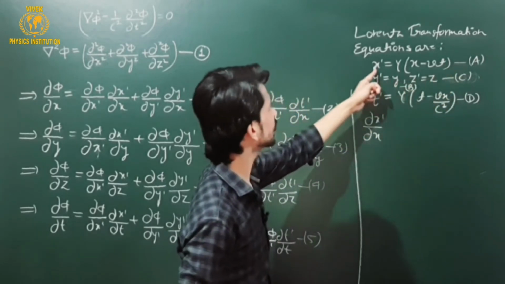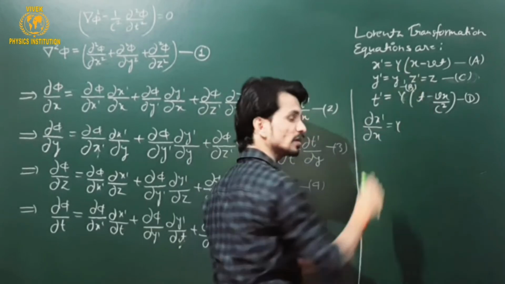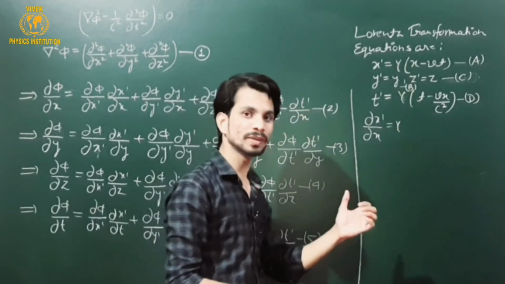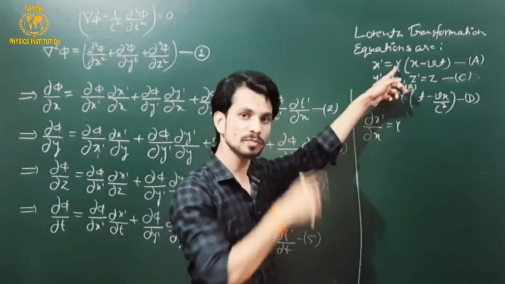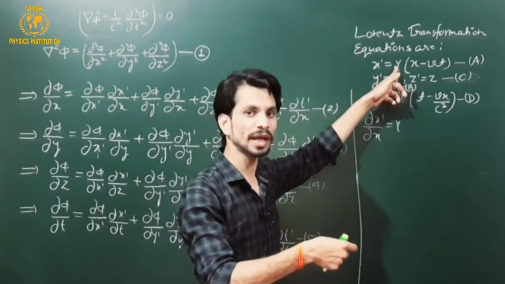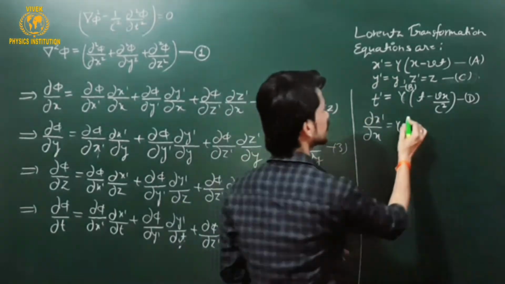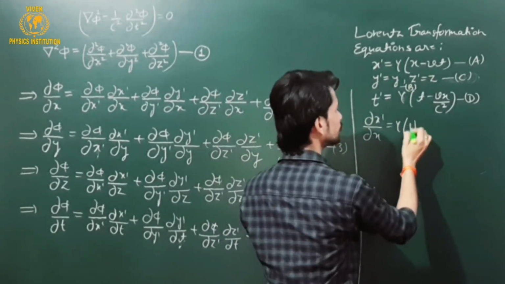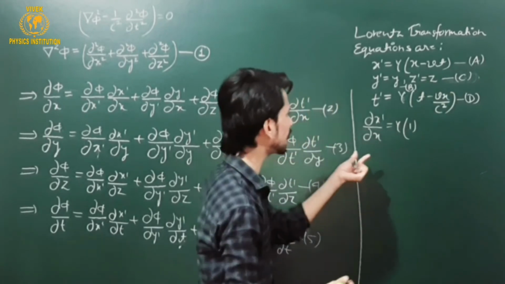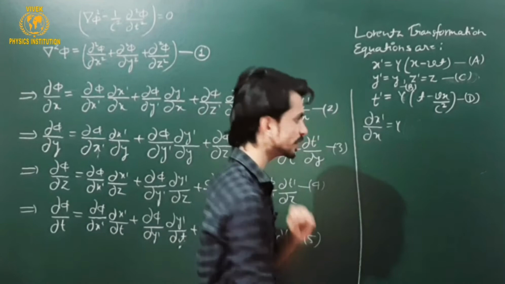So the differentiation of x dash with respect to x is nothing but gamma, which is constant, because in gamma there is no x. The value of gamma is 1 upon under root 1 minus v square upon c square, and there is no x or any dependent variable in it. So this is a constant. Only x will become 1 and vt will become 0. So the value of del x dash over del x is simply gamma, right?